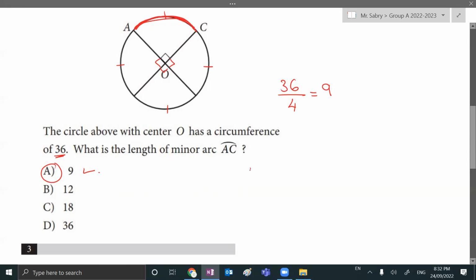Another way: because this is a 90-degree angle, 90 over the whole circle, which is 360, is equal to the length that I want over the whole circle, which is 36 in length. Cross multiply, and that will get you to the same answer, that x must equal 9.